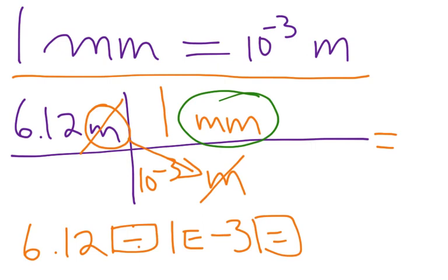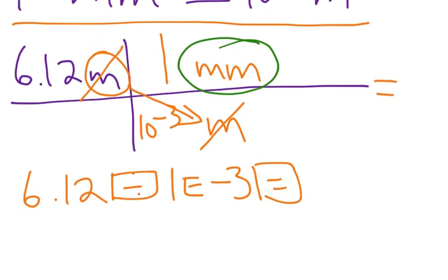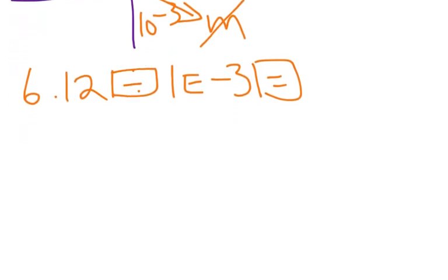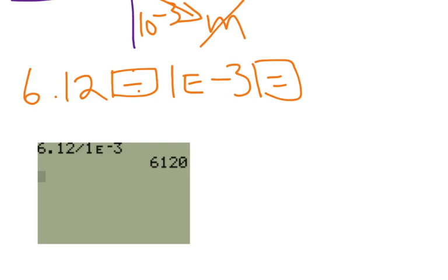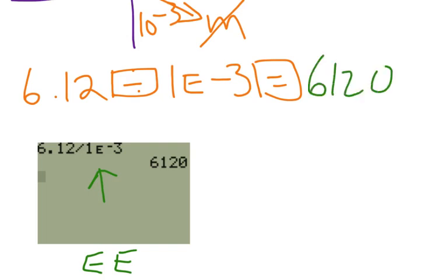Let me show you what this should look like on your calculator. Okay, so there's what it should look like in our calculator: 6.12 divided by 1e negative 3. And again, we got the e on here by typing in the EE button on our calculator. It's a button that should look like two capital E's next to each other. So our final answer for this problem is 6,120 millimeters.